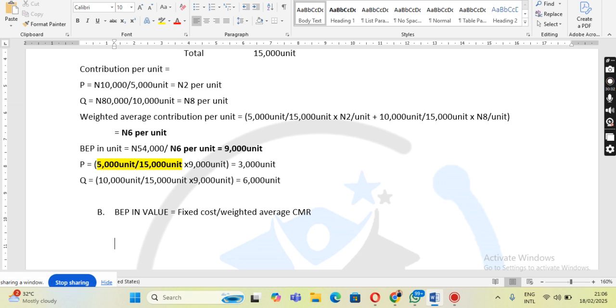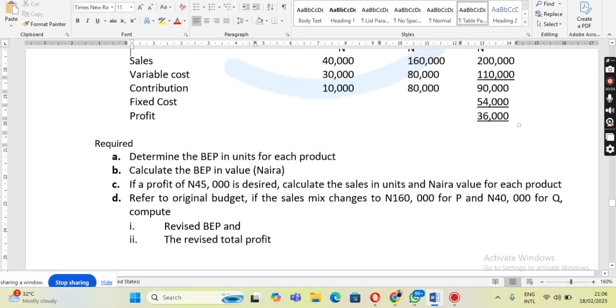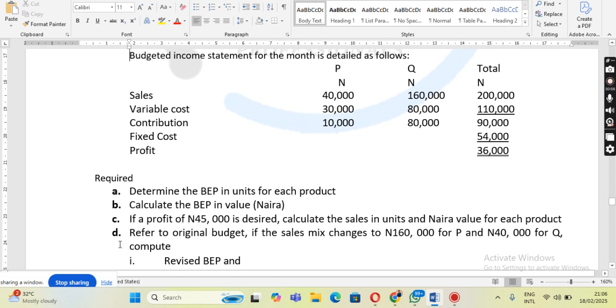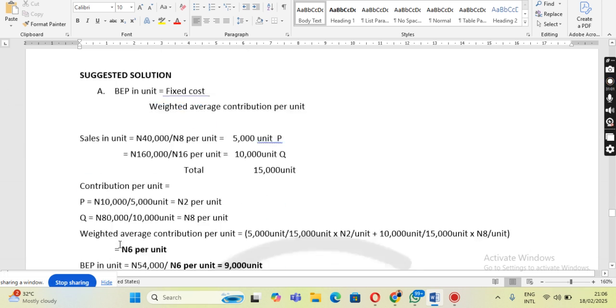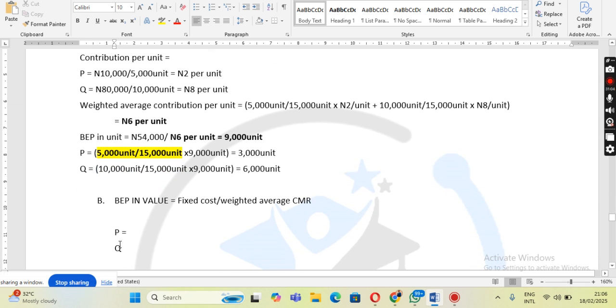So let's go there. Just like the way we did the first one, we still do the same thing. Since you are looking for the BEP in value, you need to get the sales mix in value for P. What is the total sales for P? What is the sales for Q? What is the sales for Q and P? You can see 40,000 naira and 160,000 naira. Quickly, so we can have, what is the first one, Seth?